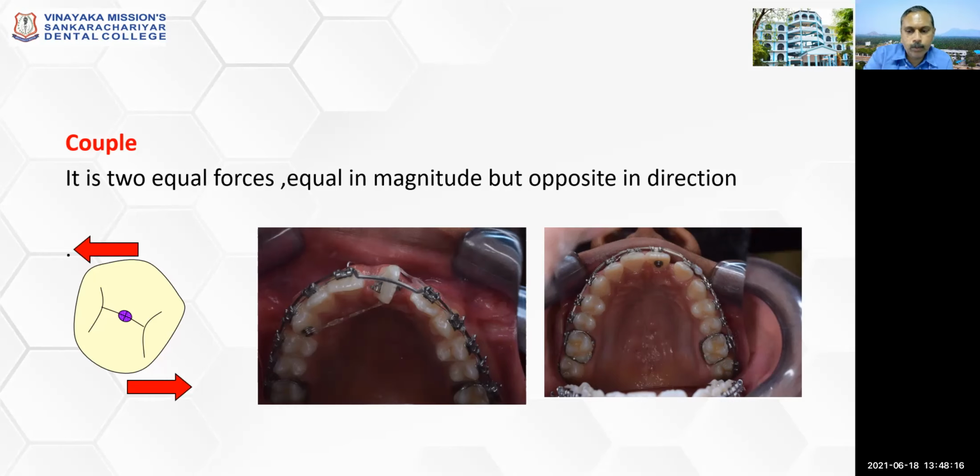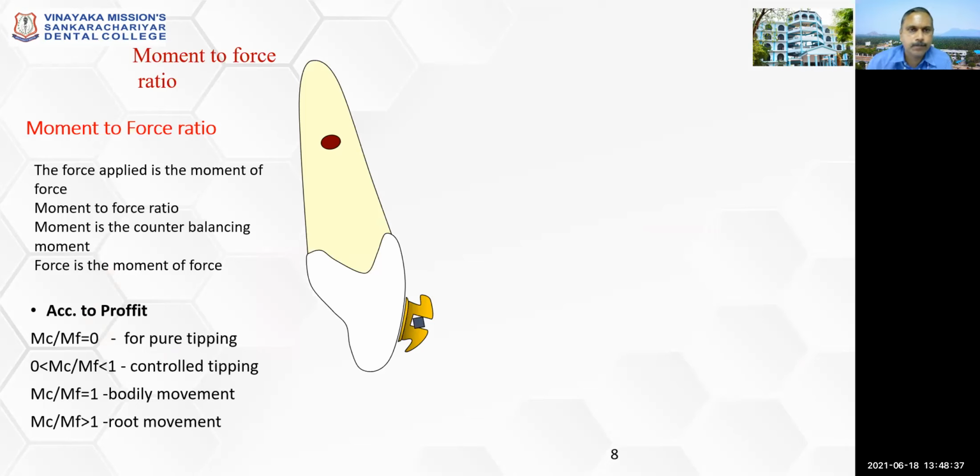See both the arrow marks. These arrow marks are moving in opposite direction. So an arrow with a head will give you a direction. So it is in an opposite direction, these lines moving with the arrowhead. It should be of equal magnitude and it should be applied in opposite direction.